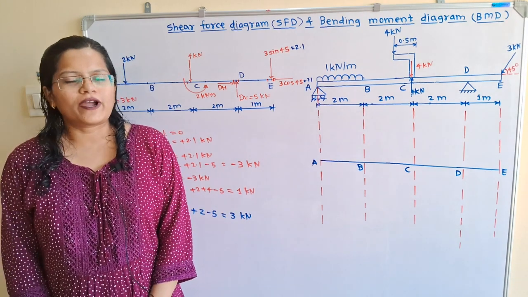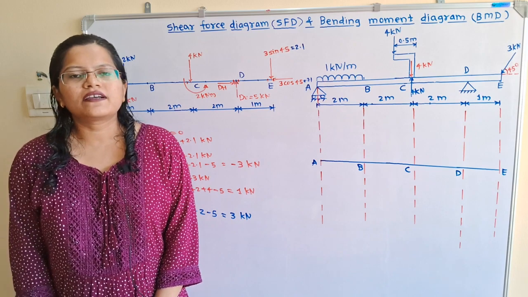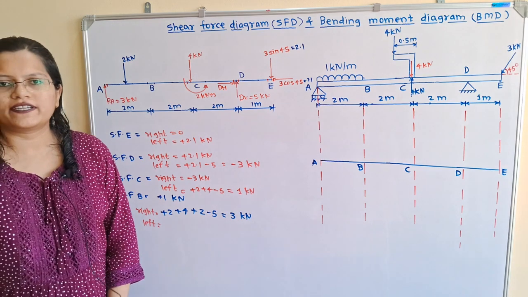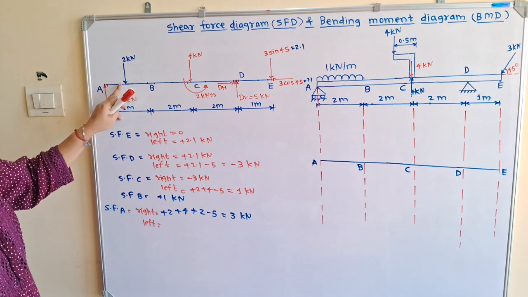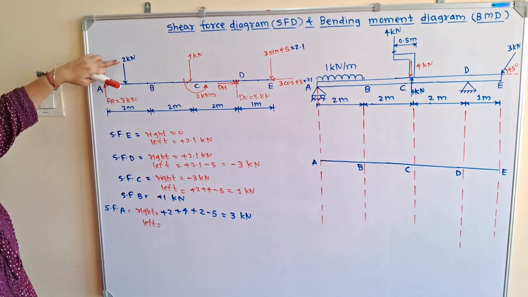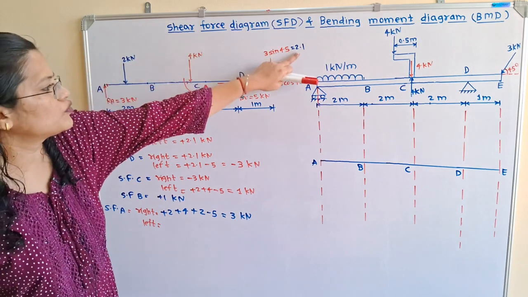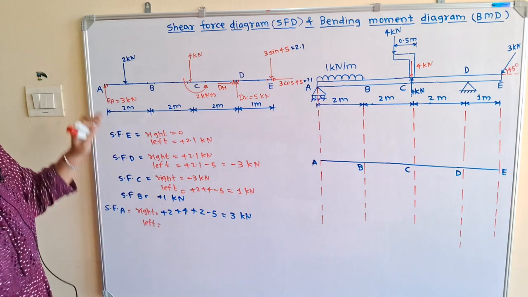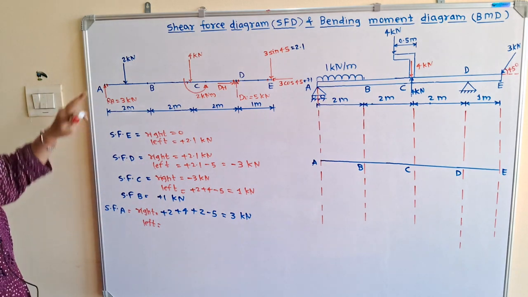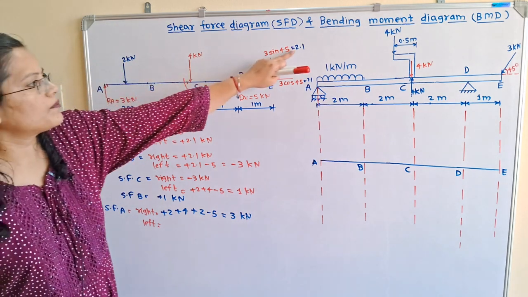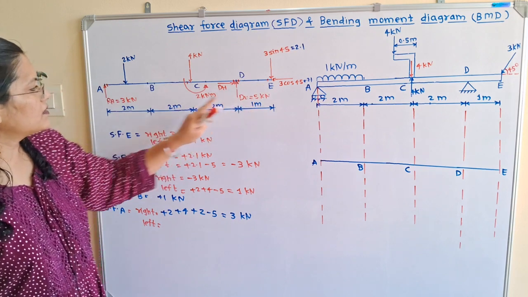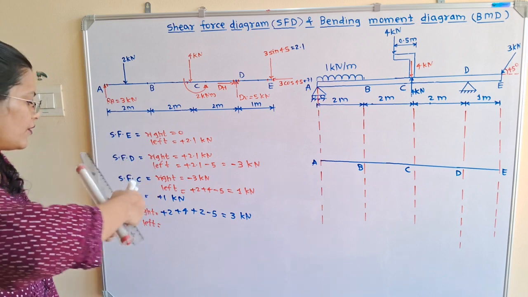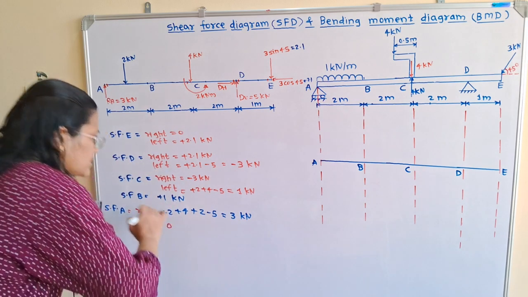At point A, a point load is acting. So we will consider the right hand side point and the left hand side point of this point A. On the right hand side point there are the forces. We will take plus 2 plus 4 plus 2.1 minus 5, which is equal to 3 kilonewton. And if I take the left hand side point, then we will take plus 2 plus 4 plus 2.1 minus 5 minus 3, and it is equal to 0. So we will write here the number 0.